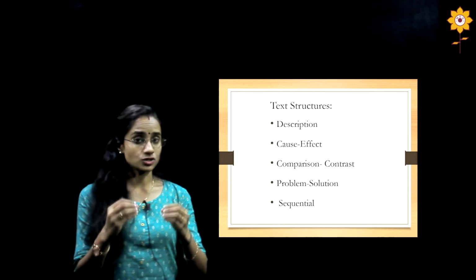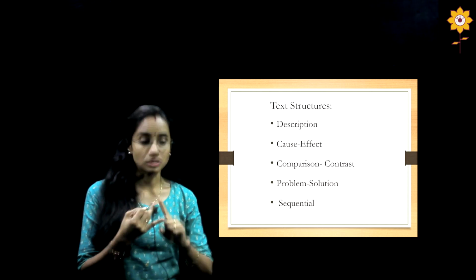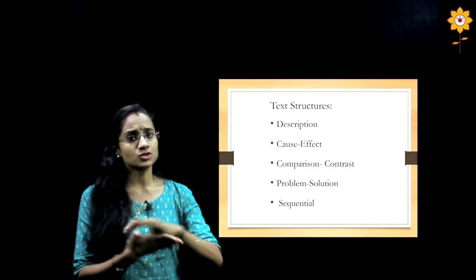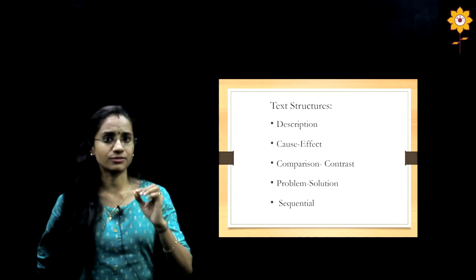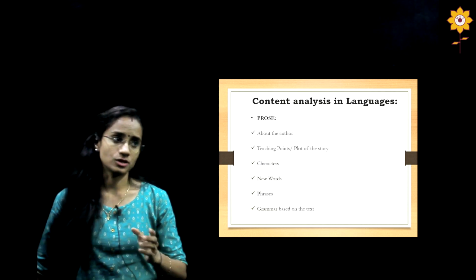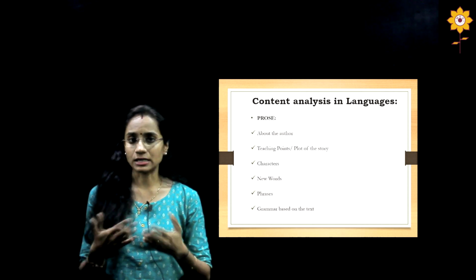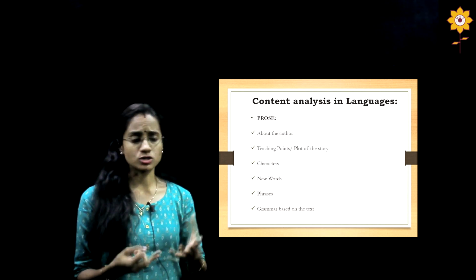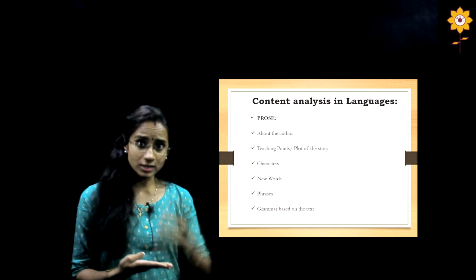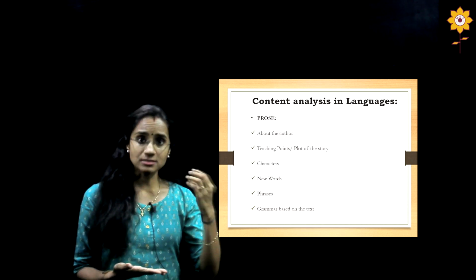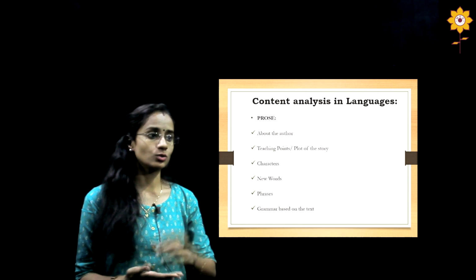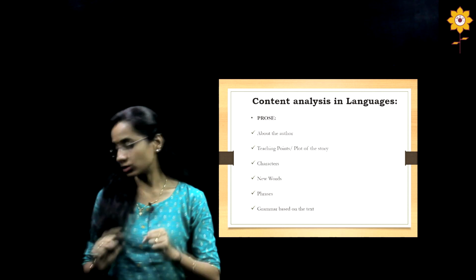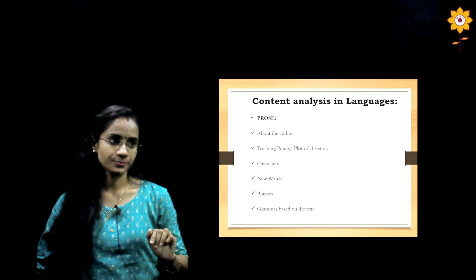Okay, so what do you mean by text structures? It is description, cause and effect, comparison, contrast, problem solving, sequential. These are different text structures, so you have to identify which text structure is used. When you are doing content analysis in languages, suppose it is a prose, you look at the author, teaching points or the plot of the story, characteristics, and new words from that lesson should be picked, phrases that the students will be learning, and the grammar based on the text. Accordingly, you will plan and do your content analysis while teaching prose.